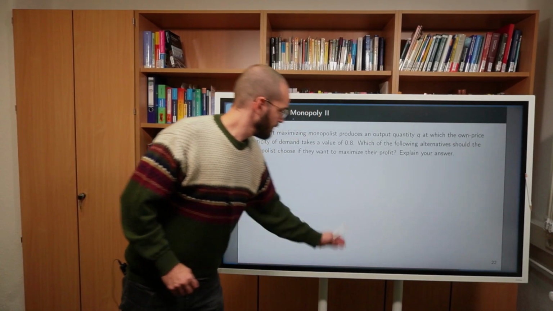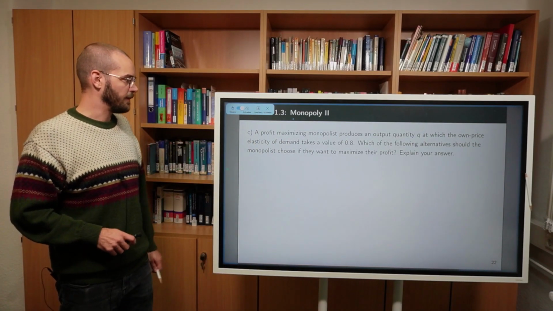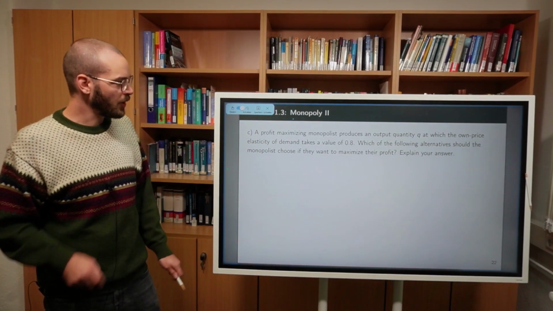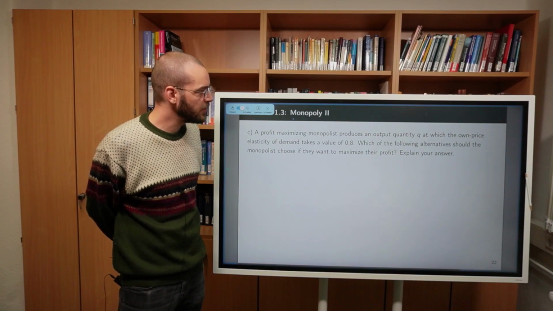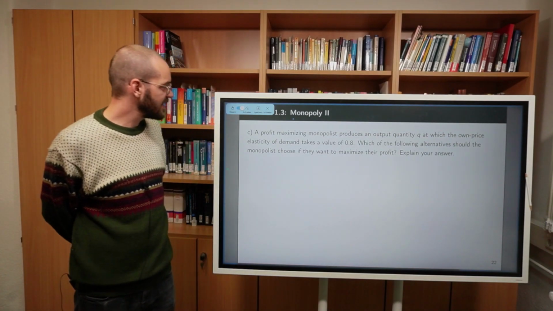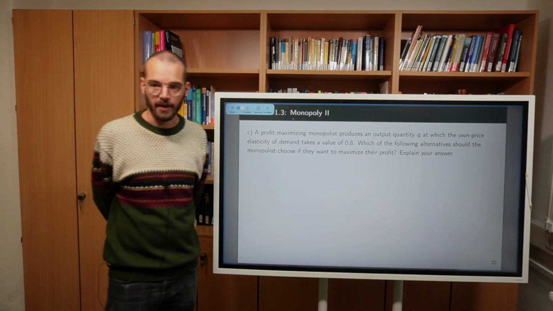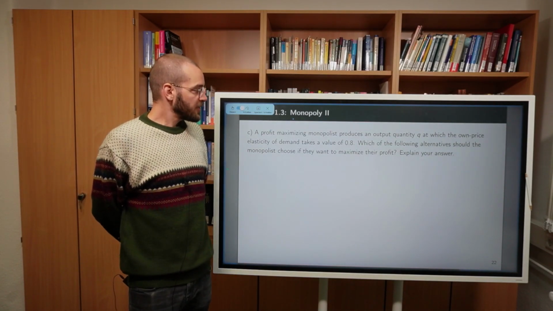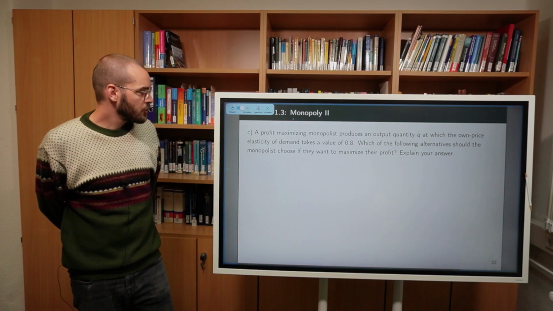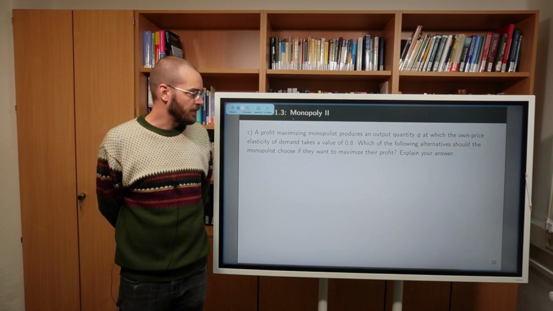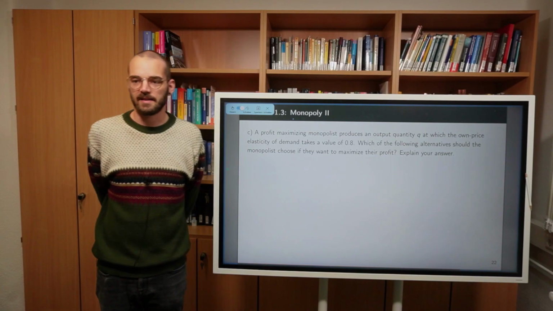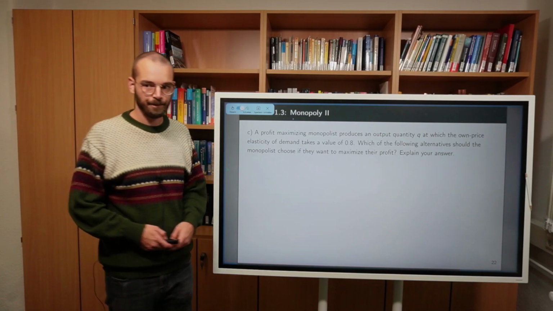Let's continue by talking about task C. A profit maximizing monopolist produces an output quantity Q at which the own price elasticity of demand takes a value of 0.8, so smaller than 1. Which of the following alternatives should the monopolist choose if they want to maximize their profits? And we are each time asked to explain our answer.